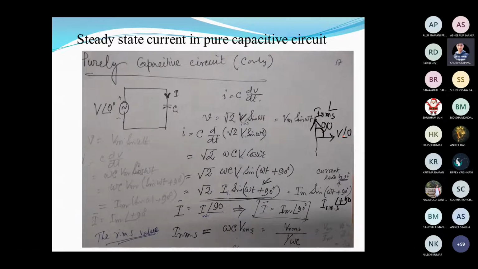And in case of a capacitor, the current actually leads.